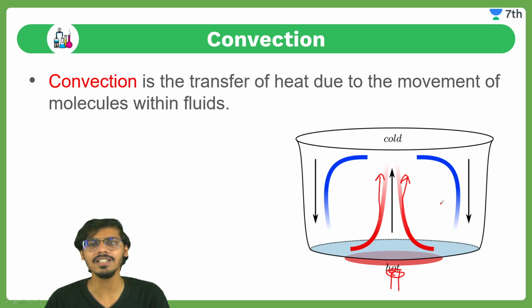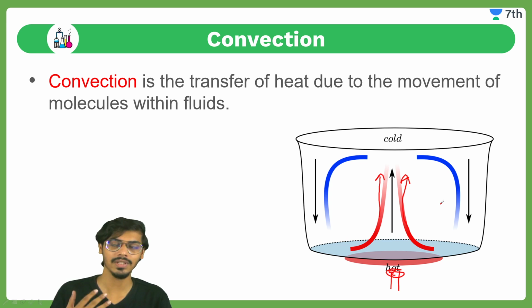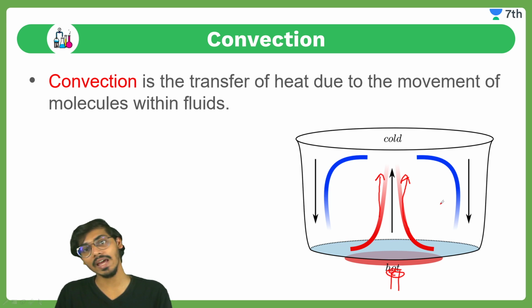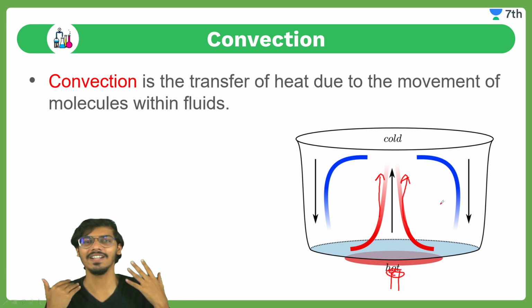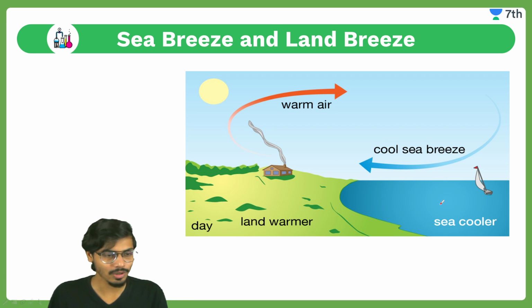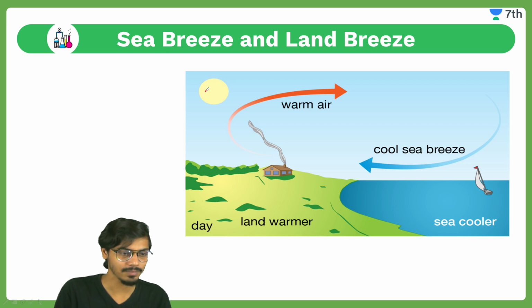Now this leads to a very interesting natural phenomenon. If you are living in a coastal area, you would see this every day. अगर आप कभी गए हैं सी कोस्ट के पास, तो वहां पे आपको ठंडी हवा आती है. Why does that happen? Let's have a look. तो जो सूरज है, see this is the sun, you can see, ये सन है.